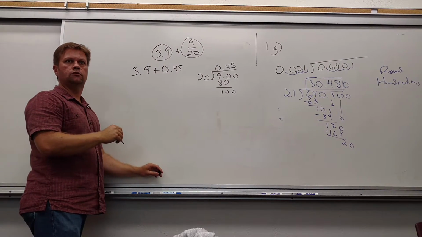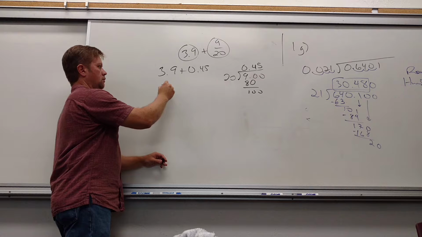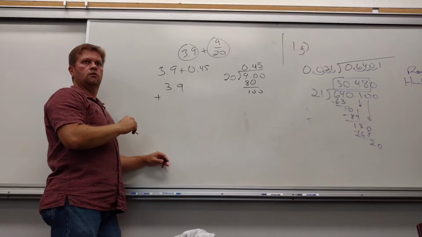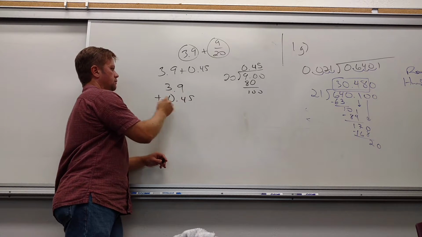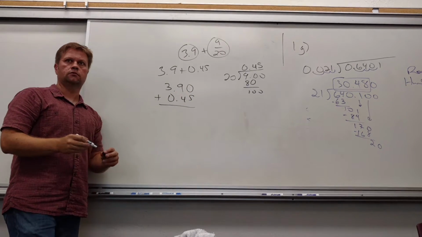Now how do you add those? What do you have to make sure about? Line them up. Line up the decimal points. You put a 0 there if you want to.